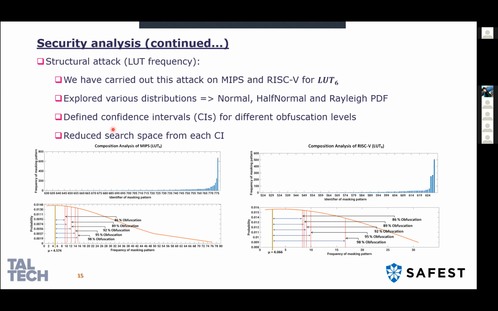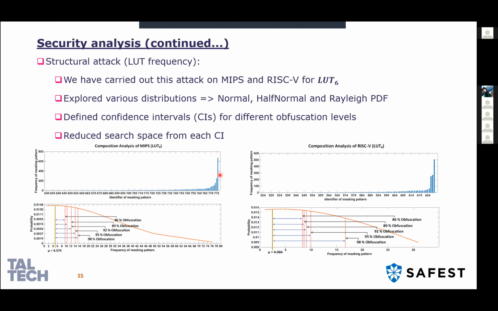Regarding the structural attack, we have carried out this attack for MIPS and for arrays. First we extracted the frequency of different LUTs, and then we explored around 5 different distributions to fit our data. We found that the data fits 3 different types of distributions. In this figure, the top figure has the x-axis, which shows the identifier of the masking pattern, and this is the frequency.